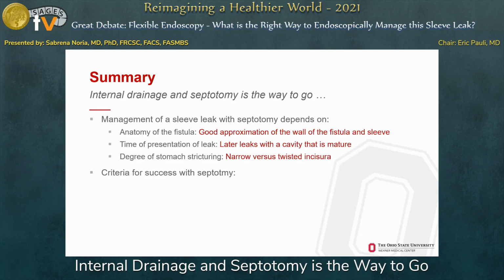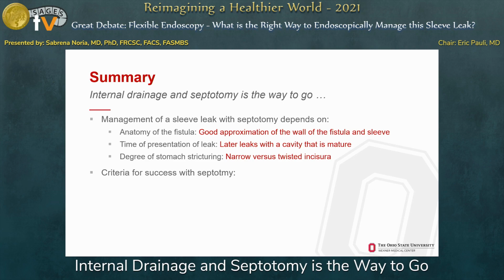So in summary, the management of a sleeve leak with a septotomy depends on the anatomy of the fistula. You really want a perigastric collection, not a large wall between the abscess cavity and the sleeve. Those fistulas that are really long and narrow and end up somewhere out near the spleen are probably not as good for a septotomy. Secondly, time for presentation: later leaks that have a more mature cavity, you'll have success with. And third, the degree of stomach stricturing. You have to decide how much you're going to stretch a stomach out or untwist that stomach before you either perforate it or it twists back and you have to do something else.